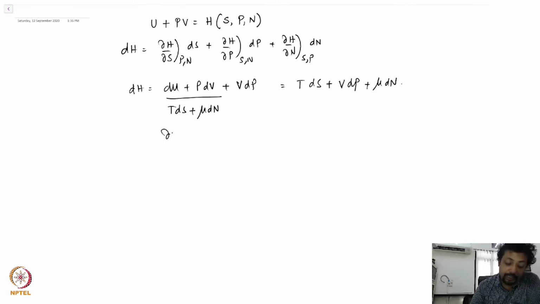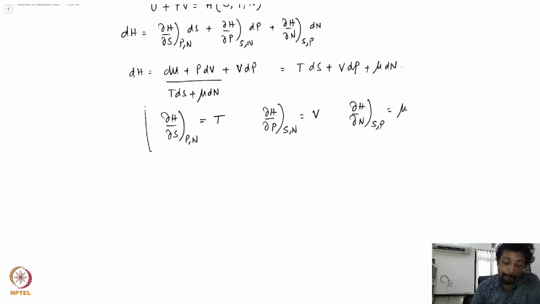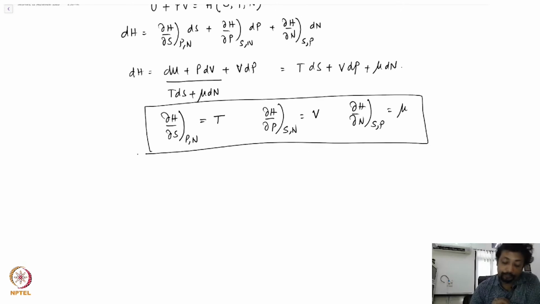And therefore immediately the derivatives again follow. Del H del S, with P and N constant, is equal to T. Del H del P, with S and N constant, is equal to V, and del H del N, with S and P held constant, is equal to the chemical potential mu. One can again reconstruct back the U from these relations.